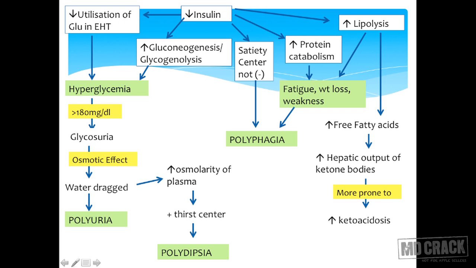So these are the characteristic features which can be seen in type 1 diabetes mellitus: hyperglycemia, glycosuria, polyuria, polydipsia, polyphagia, fatigue, weight loss, weakness, and they may even end up in diabetic ketoacidosis.